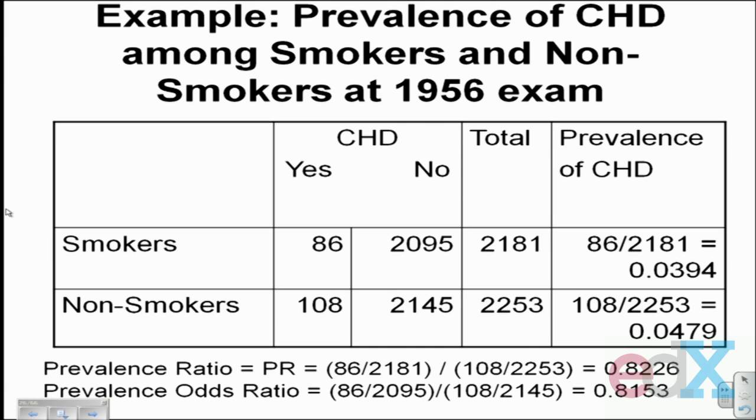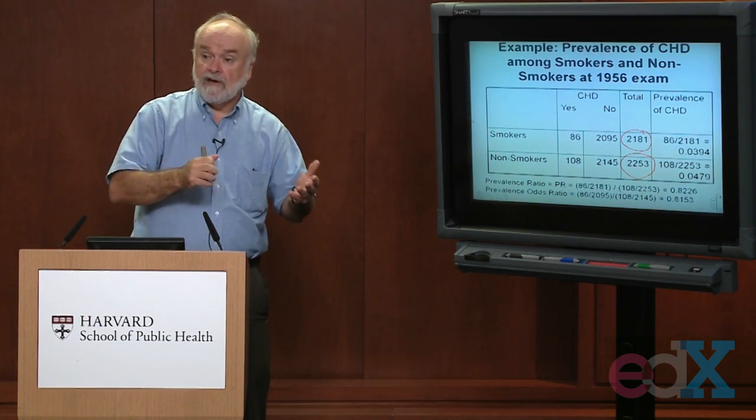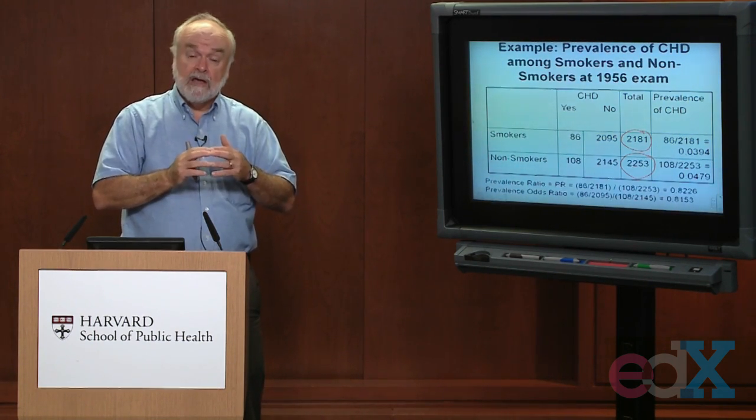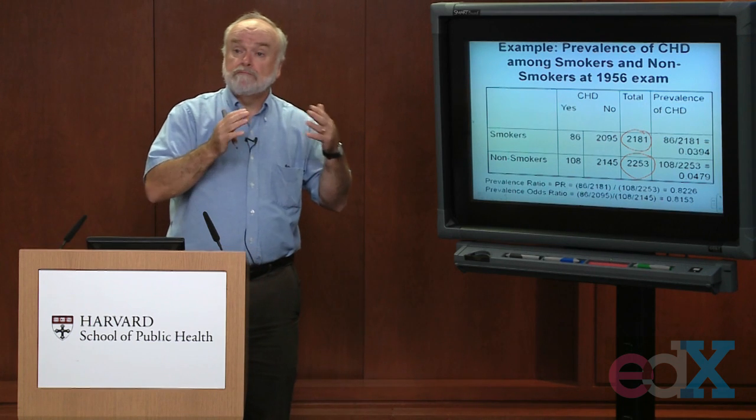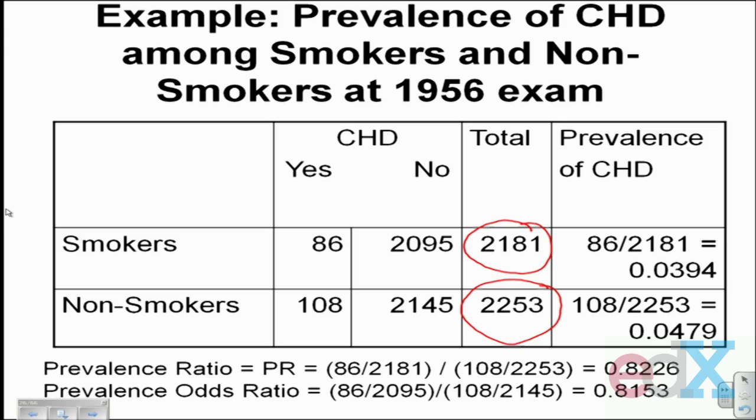What we have in this data set are a grand total of 2,181 individuals who claim to be smokers at the 1956 exam, compared to another 2,253 individuals who were non-smokers. So each person is classified as a smoker versus a non-smoker. In addition, each person at the 1956 exam was asked, have you been diagnosed previously with coronary heart disease? And among the 2,181 smokers, 86 of those people said yes, they had been diagnosed previously with coronary heart disease, compared to 108 of the 2,253 non-smokers.